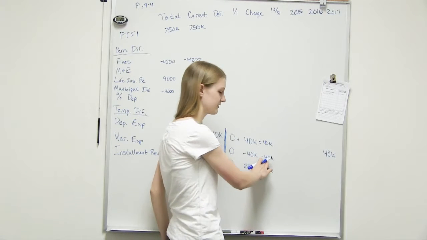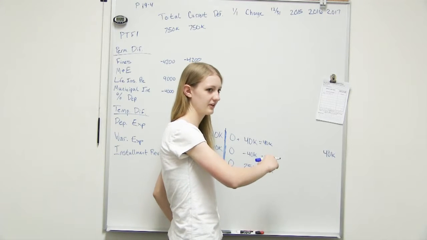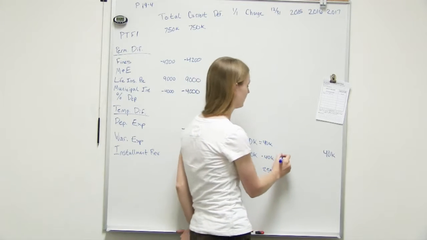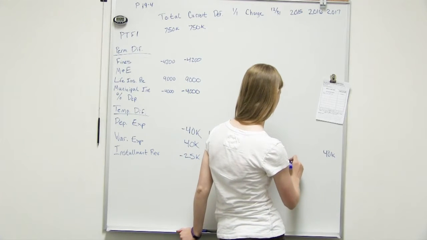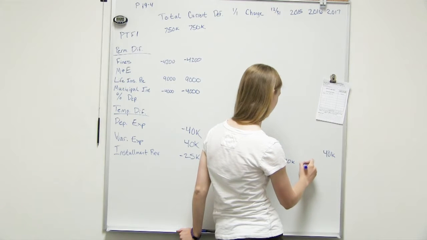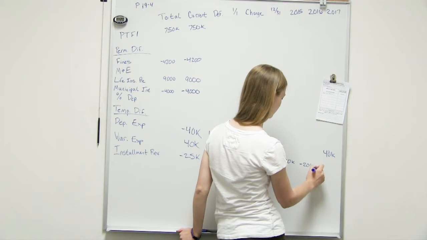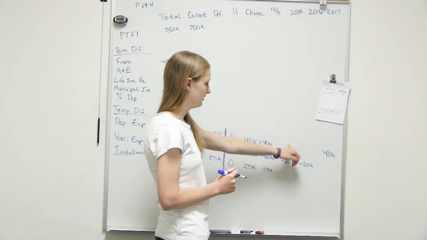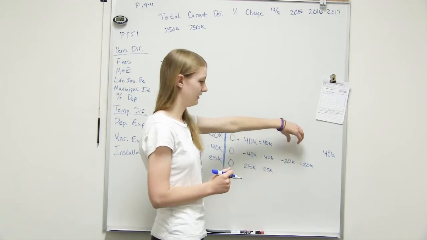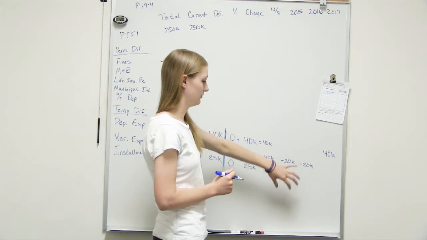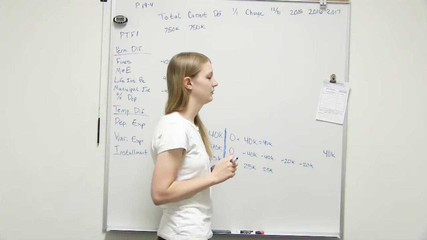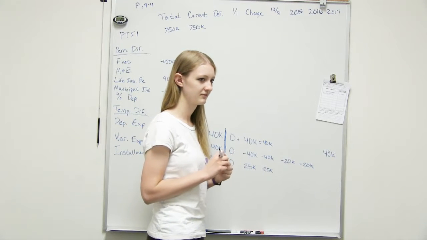And it said that this is going to be recognized evenly over the next 2 years. So we can just divide this by 2 and have negative 20,000 in 2015 and negative 20,000 in 2016. Yeah. So anything that's going to be in this column is going to be current, because we're going to recognize that difference within the next 12 months.